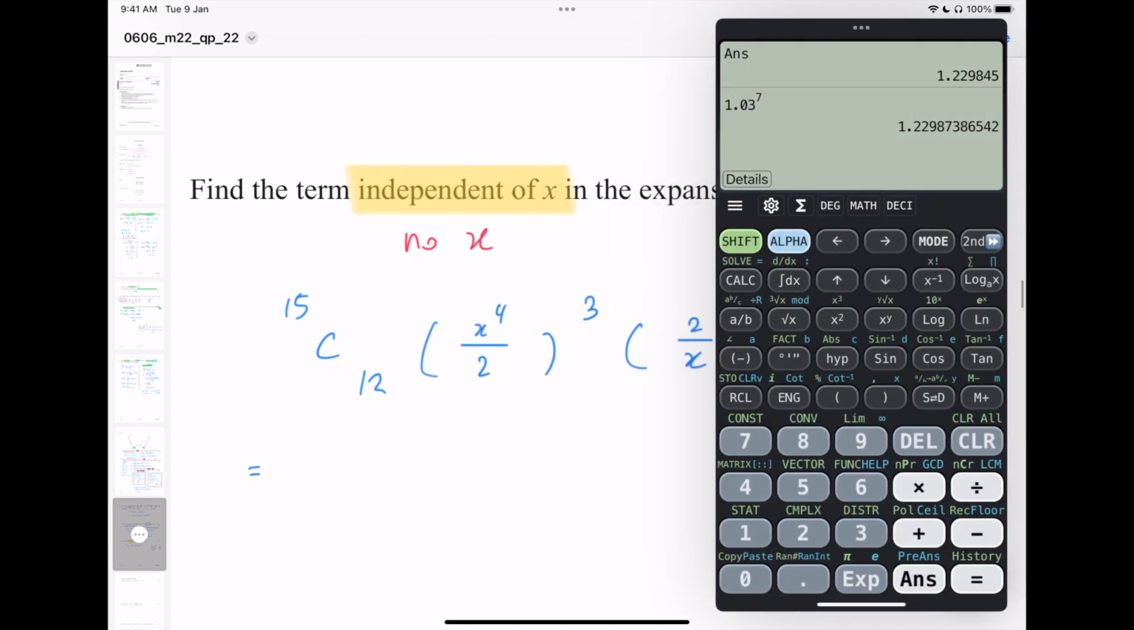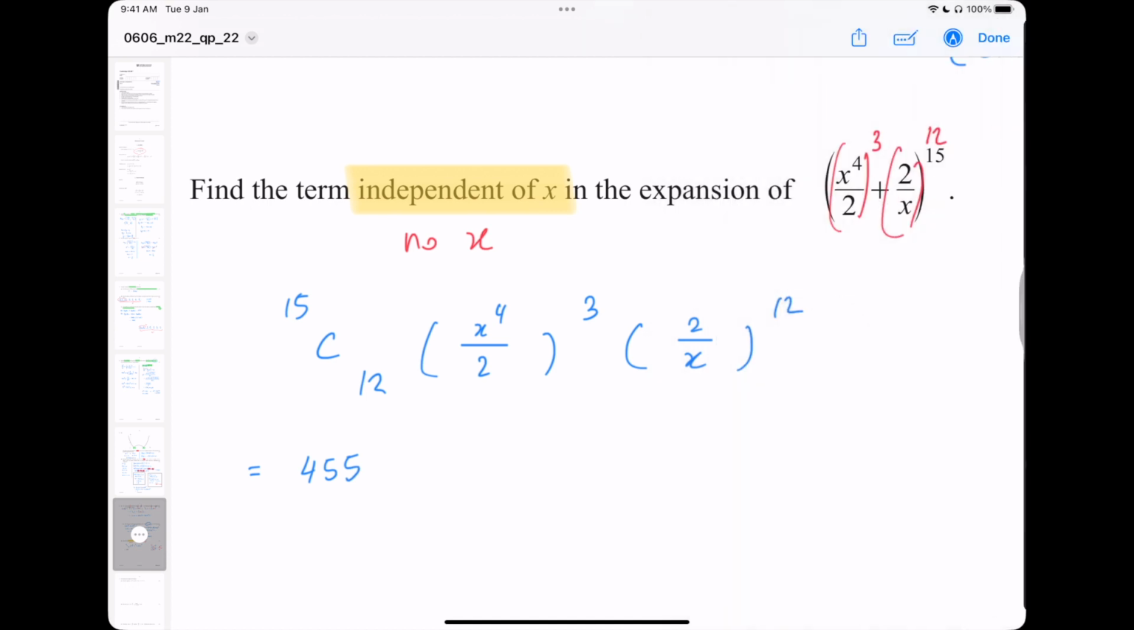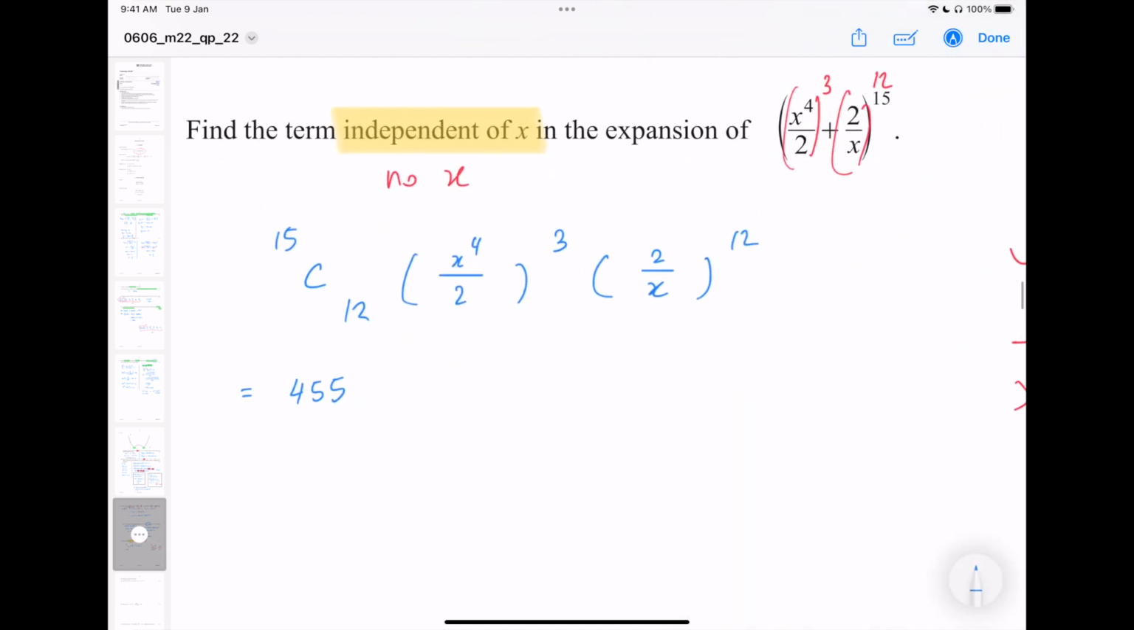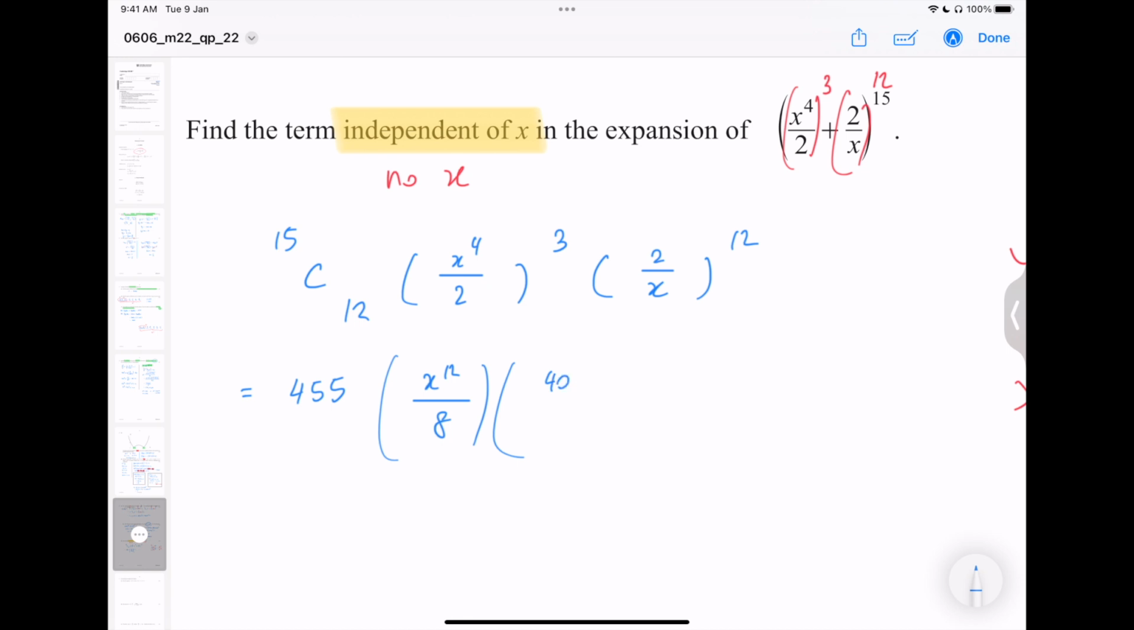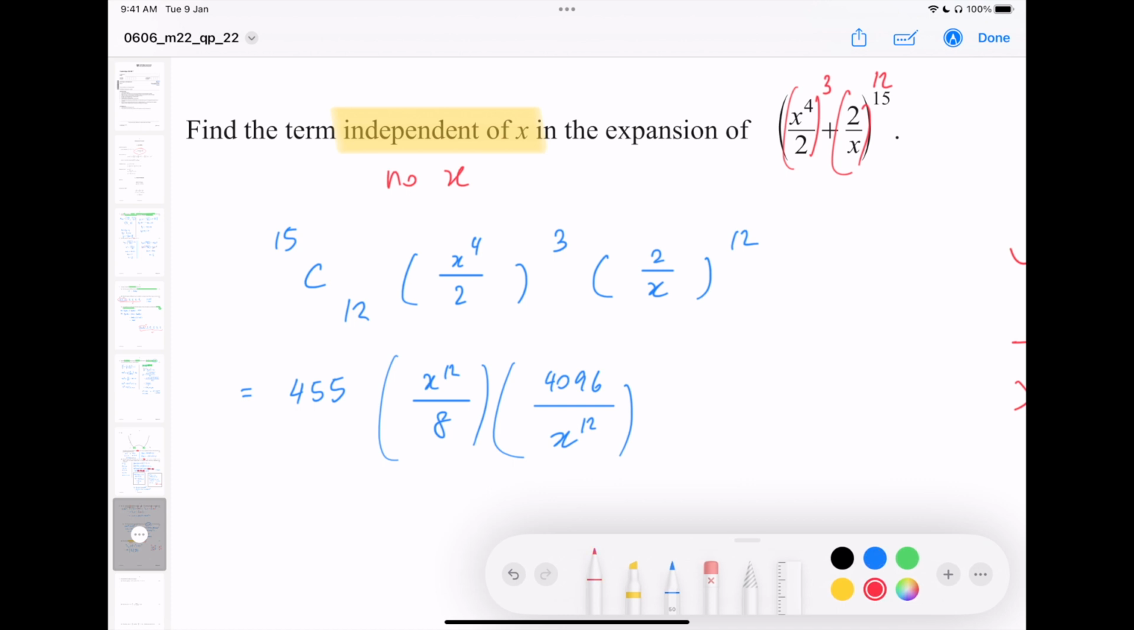What is 15C12? Let's see. 15C12 is 455. Okay. And then let's expand the brackets. That's going to be x powered 12 over 8, and that's going to be 2 powered 12. Wow, 2 to the 12 is 4096, divided by x to the 12. You can see that the x cancels out nicely.